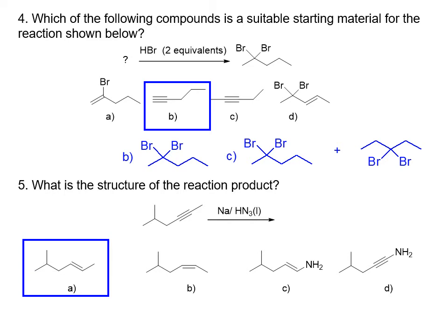Sorry, I did not show B as the correct answer previously, so it just popped up. But in this case, for this question, the correct answer is A. B would have been the correct answer if the catalyst was Lindlar catalyst, so hydrogen in the presence of palladium and some catalytic poison such as pyridine. C and D are not reasonable answers.